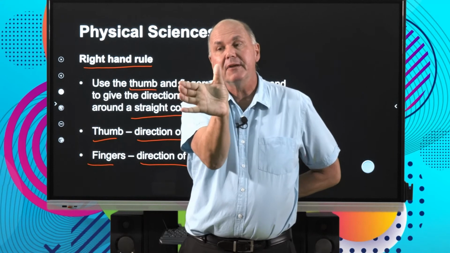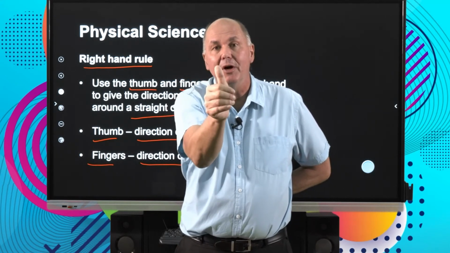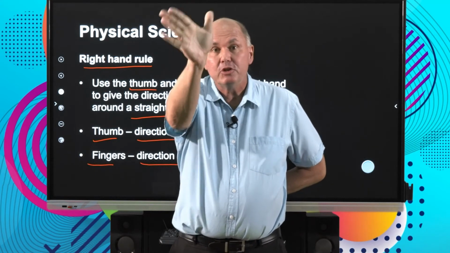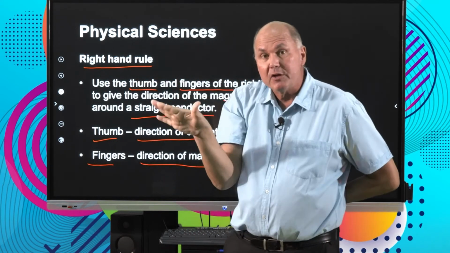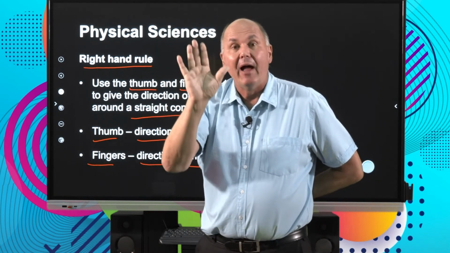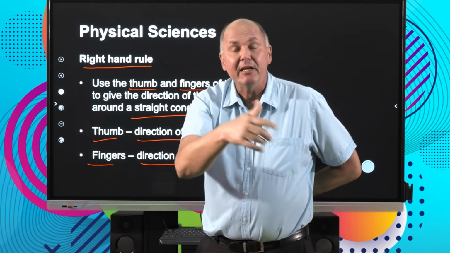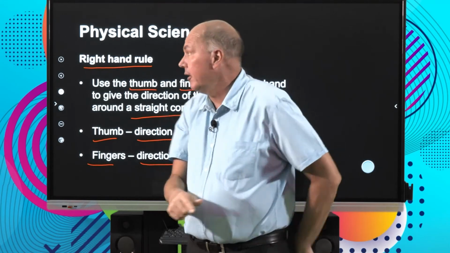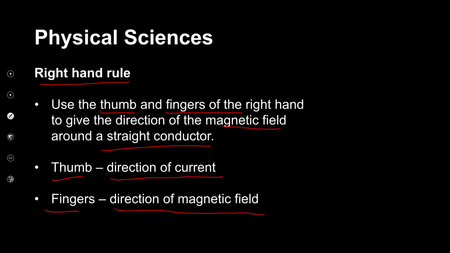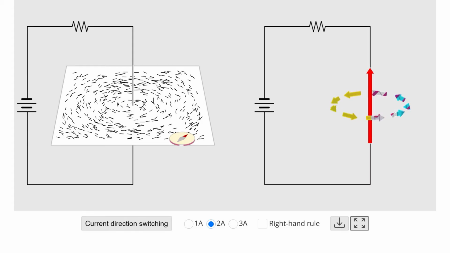And the thing about the fingers is that they curl, so they can give us the direction in a circular motion. So please remember, get your right hand ready, and even if you've got to stand up and get closer to the screen, get ready to use your right hand as we investigate the direction of the magnetic field around a current carrying conductor. So hopefully we've got it here, and that was the same diagram. I'm now going to go to the simulation where we can do some changes of things.